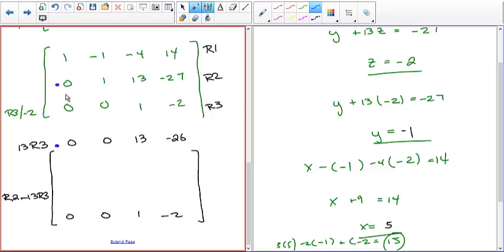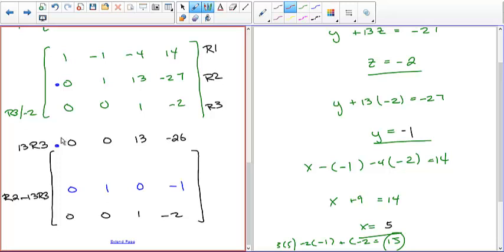So we get 0 minus, let's use blue here. So 0 minus 0 is 0. 1 minus 0 is 1. 13 minus 13 is 0. Negative 27 minus negative 26 is the same as negative 27 plus 26, which is going to be negative 1.